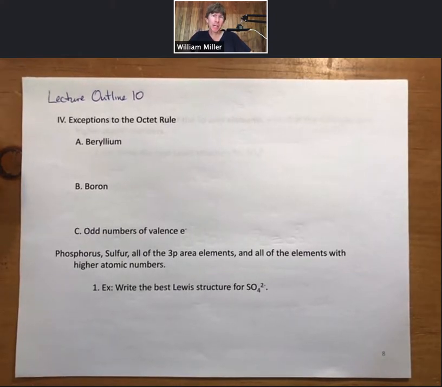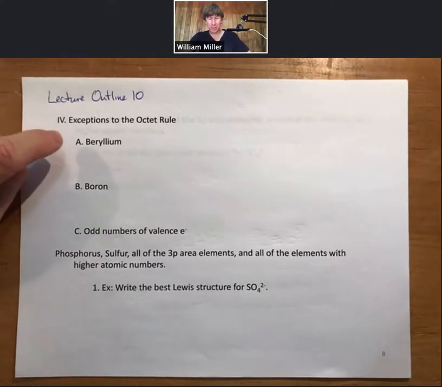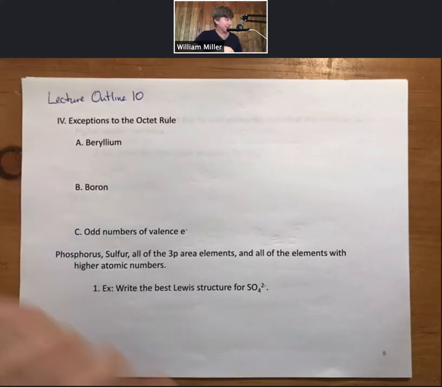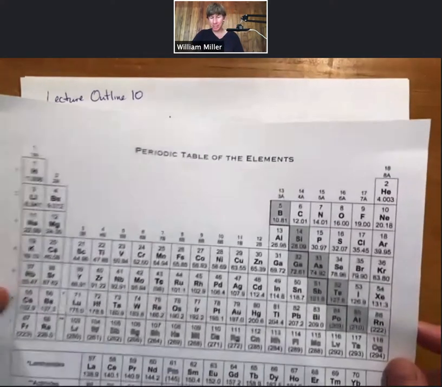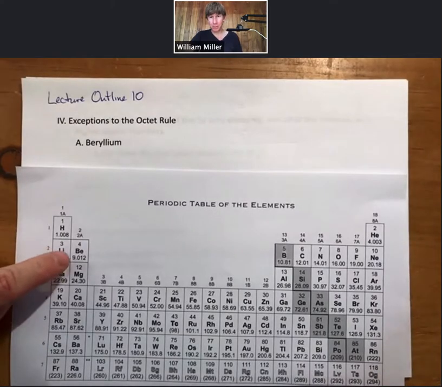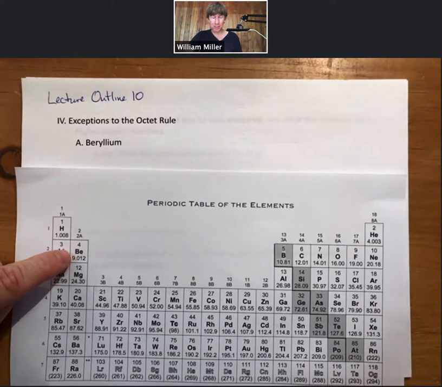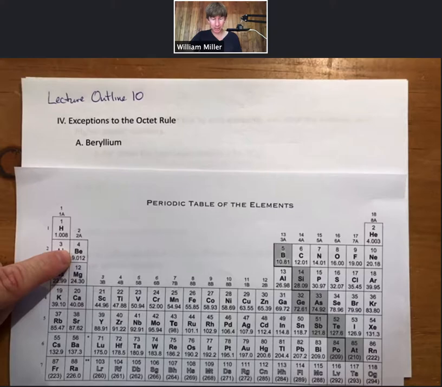We're going to start now with exceptions to the octet rule. And what we will see is that as much as the octet rule rules, there are some exceptions. There are a couple of exceptions I just want to go over very quickly, and these pertain to the periodic table. If you look at beryllium's position, it's very close to the top of the periodic table.